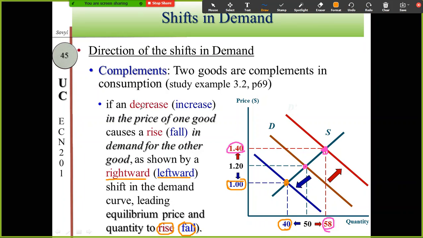So red, if you use red for the condition, red for the whole sentence. If blue, blue for the whole sentence. So I use red here and blue there. This is the original. Because we're talking about demand, that's why you can see demand change, supply no change.